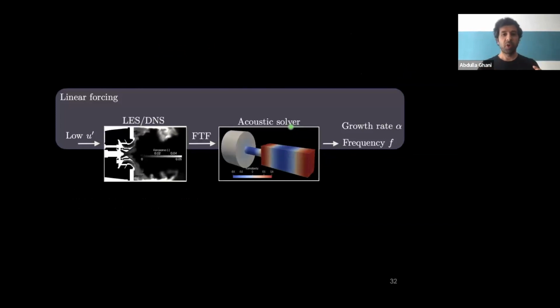I've shown now this workflow that it's kind of robust. It's working quite nicely, even for these turbulent cases using swirl flames, for example. But this is restricted only to the linear regime. This is what I just said, because you need low velocity fluctuations to inject into this domain.